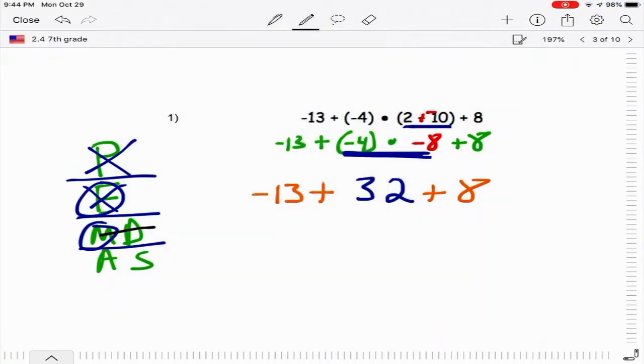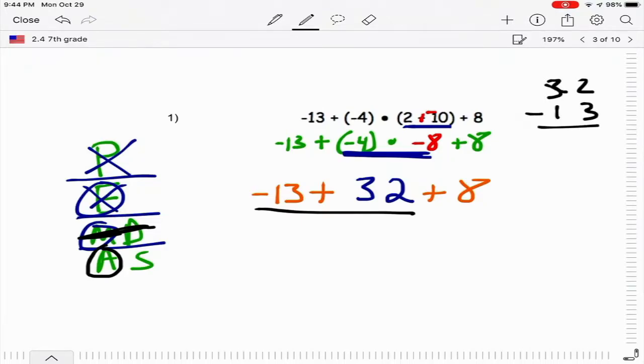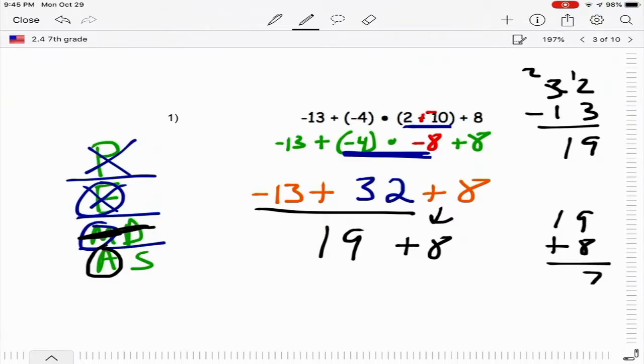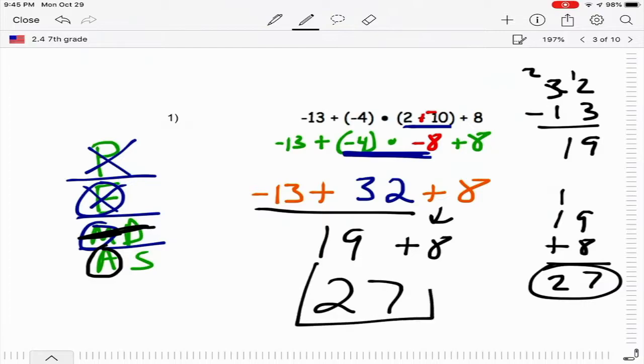And once again, there's no division, so that's gone. And then right now we're done pretty much. The last level is adding. There's no subtraction at all. So I'll just add straight across. I'll do this one first. Signs are different, so technically I'm going to subtract. So 32 minus 13. I get 19. It's positive 19 because there's more players on the positive team than the negative team. And I'll bring down the plus 8. And now I only have one operation left, so that's really easy. 19 plus 8, and I get 27. So my final answer is 27.